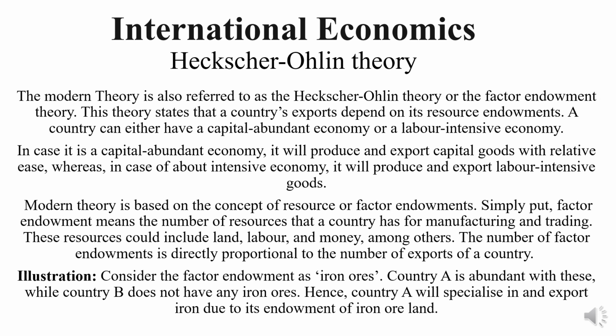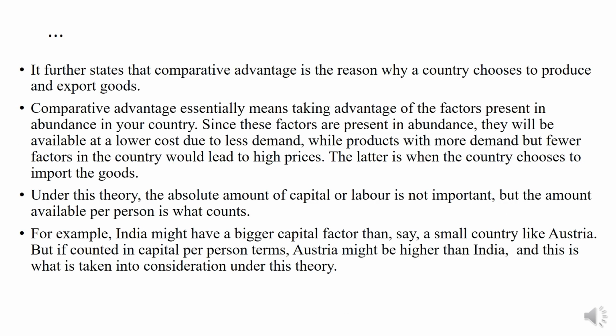Now we will discuss some examples or illustrations about this. Consider the factor endowment as iron ore. Country A is abundant with these while country B does not have any iron ore. Hence, country A will specialize in and export iron due to its endowment of iron ore. It further states that comparative advantage is the reason why a country chooses to produce and export goods.